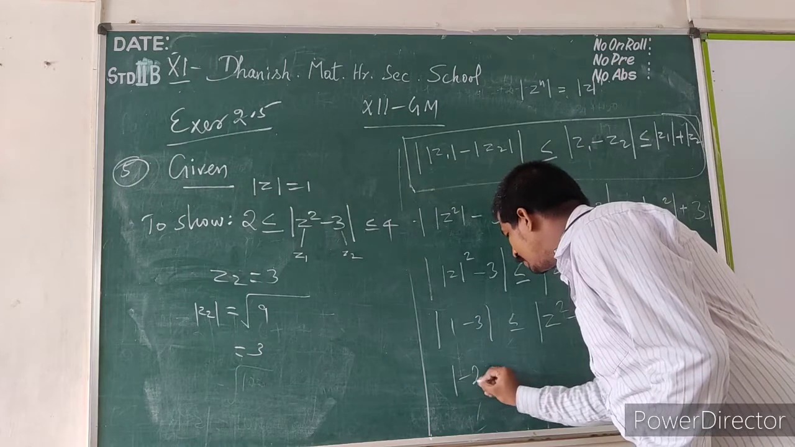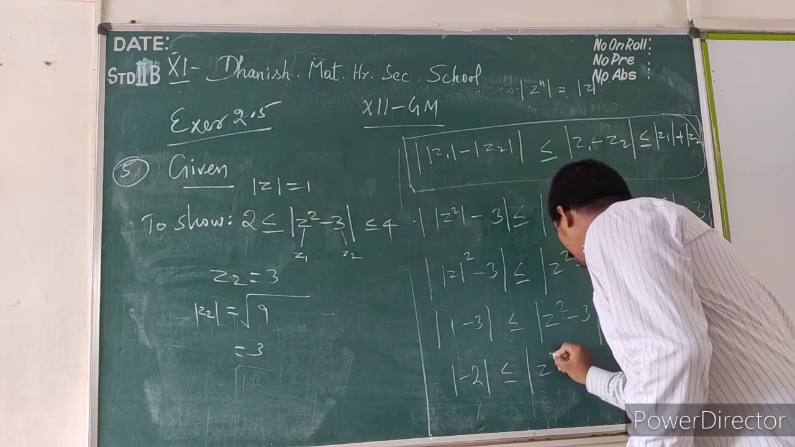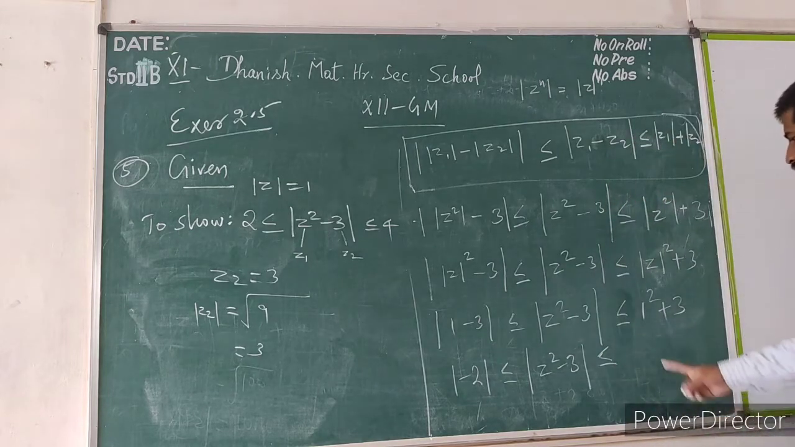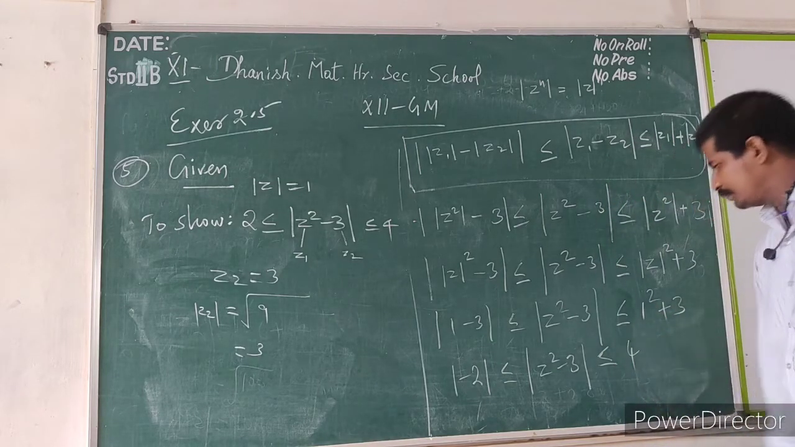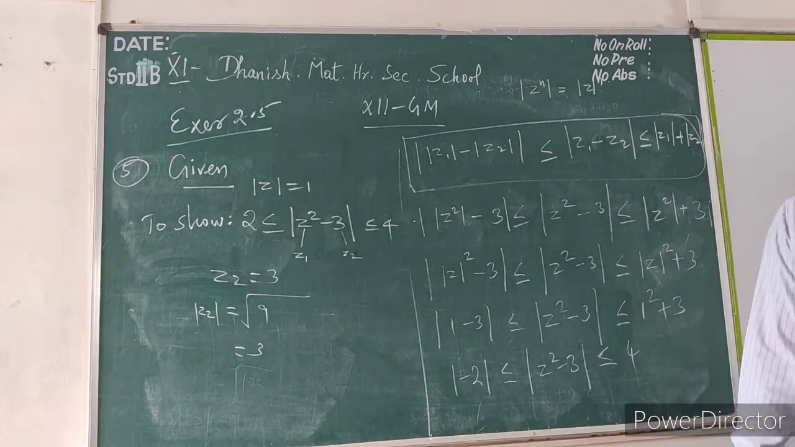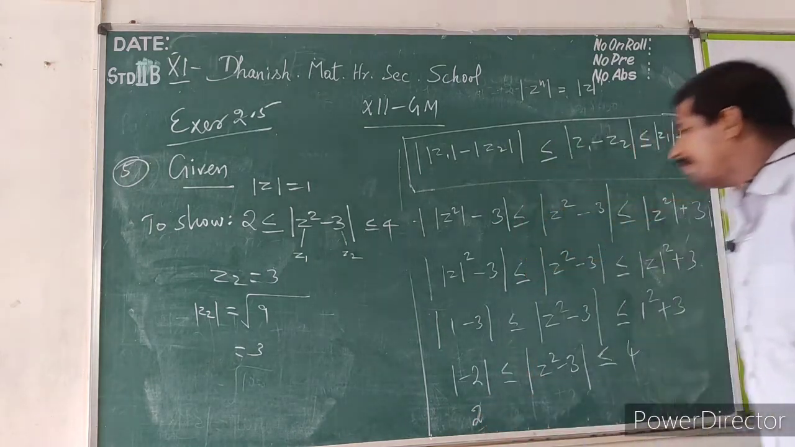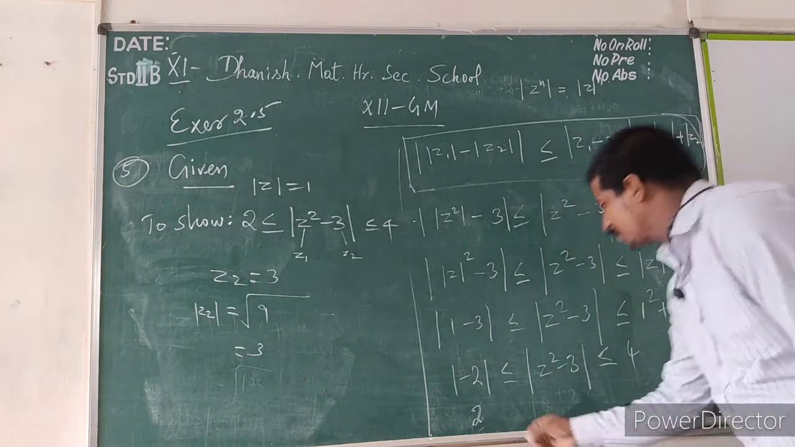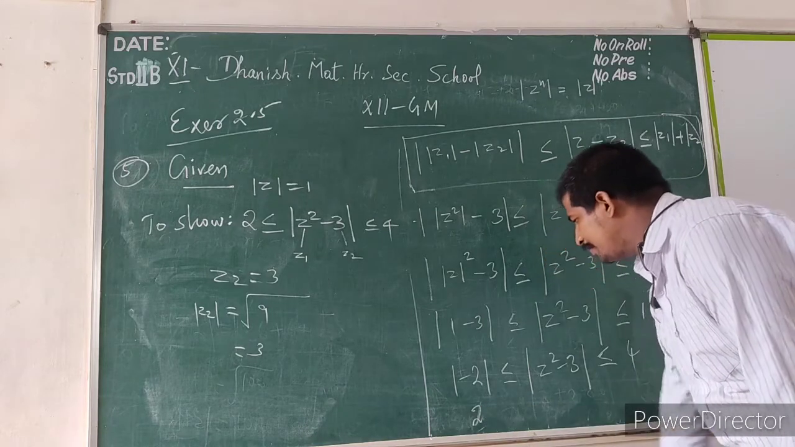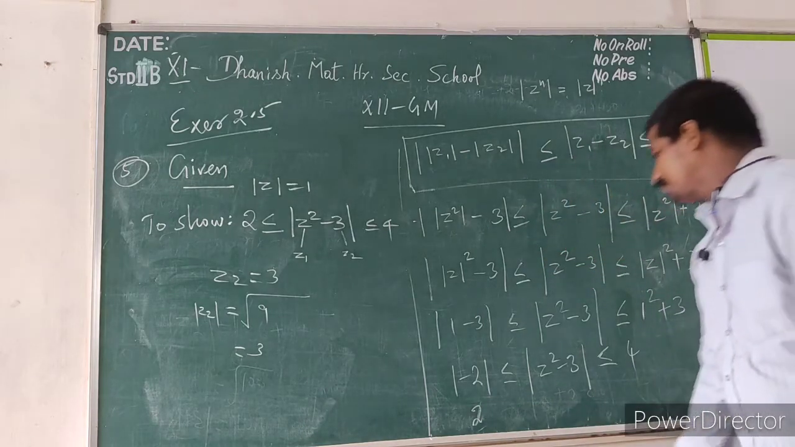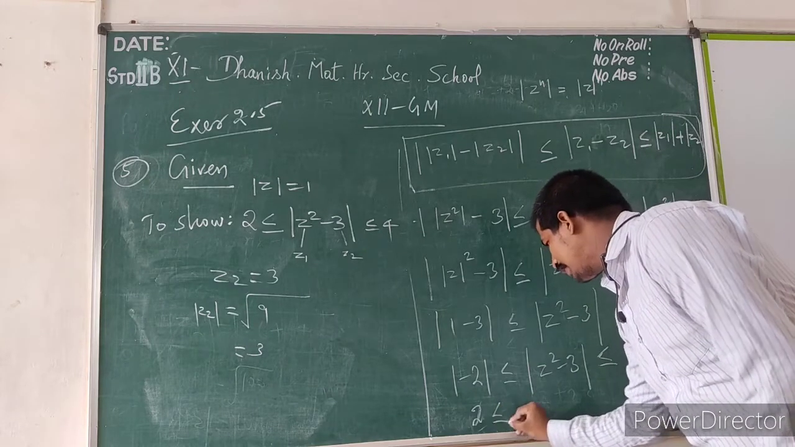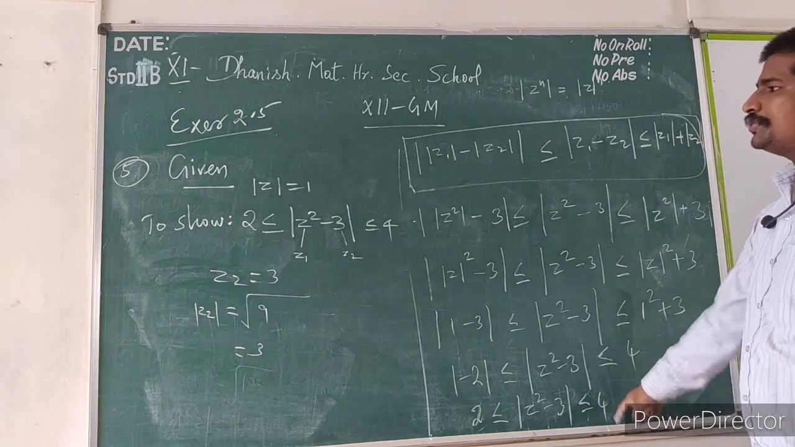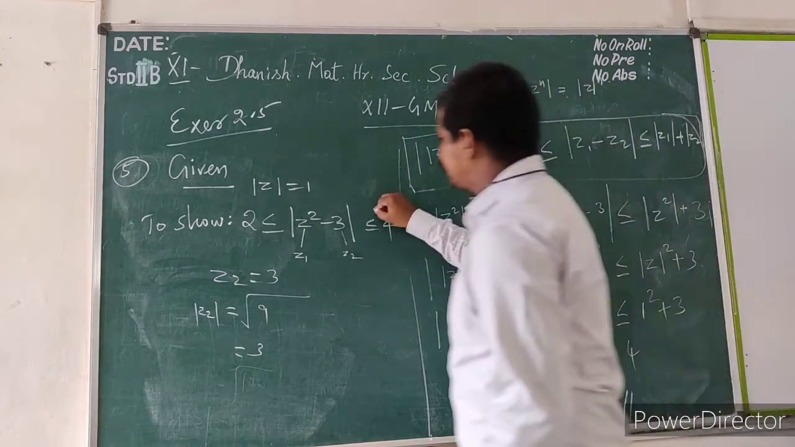Now modulus of minus 2 less than or equal to modulus z square minus 3 less than or equal to, 1 square is 1, 1 plus 3, 4. The next step would be modulus of minus 2 is 2. Modulus of a negative value will be positive, so modulus of minus 2 will be plus 2. 2 less than or equal to modulus z square minus 3 less than or equal to 4. Hence we have proved the required result.